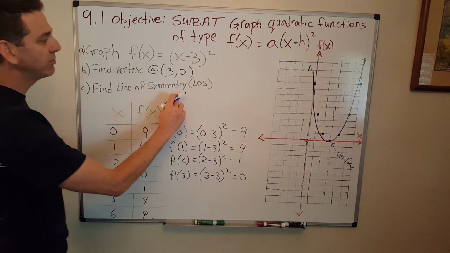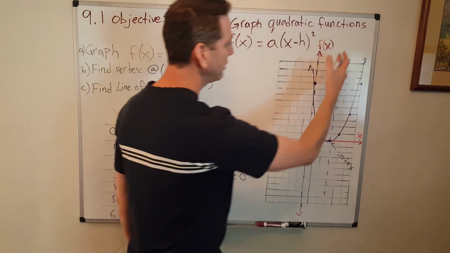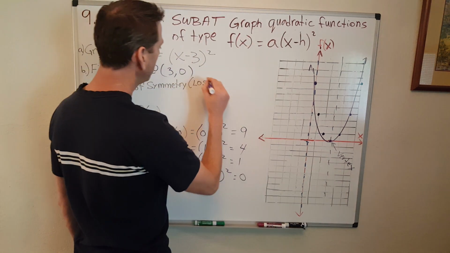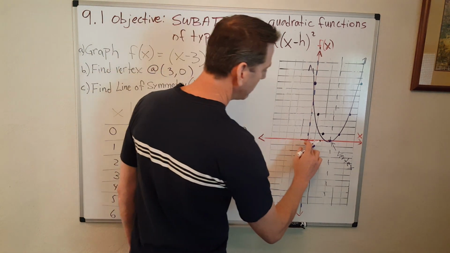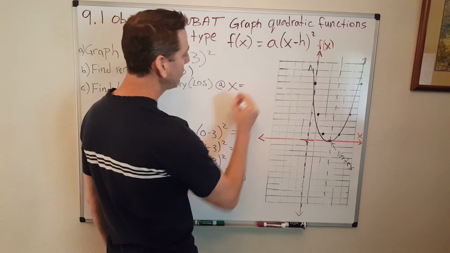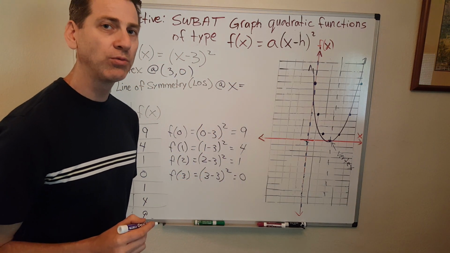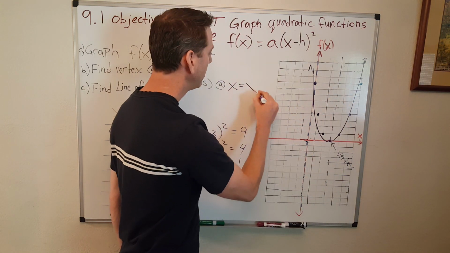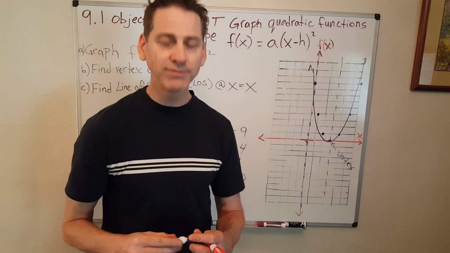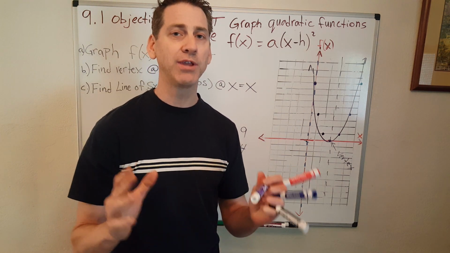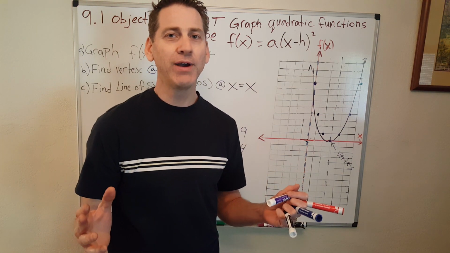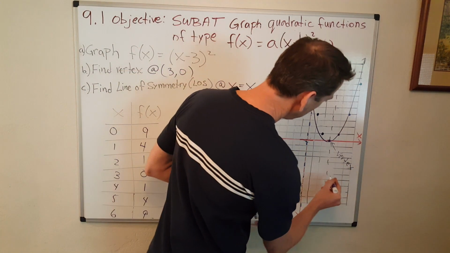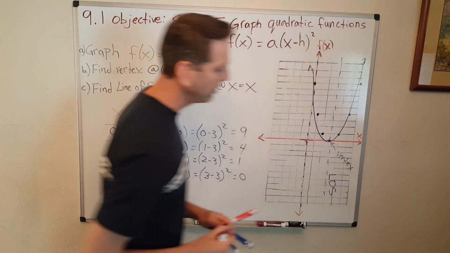Okay, your line of symmetry. Where's your line of symmetry? Well, here's your line of symmetry. And your line of symmetry is at x equals what? Oh, 1, 2, 3. X equals 3. By the way, the line of symmetry will always pass through your vertex. All right, so if you find one, you know the other one. Okay, there's my line of symmetry.